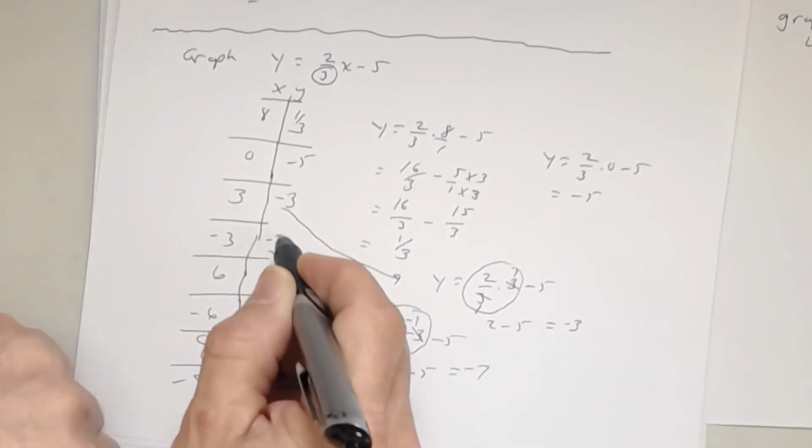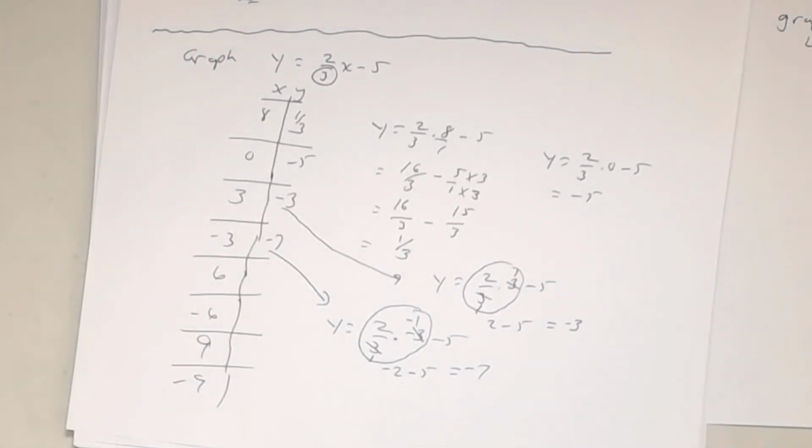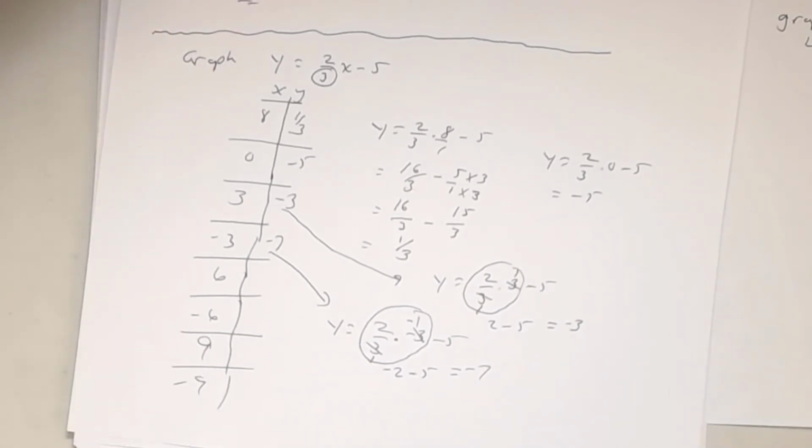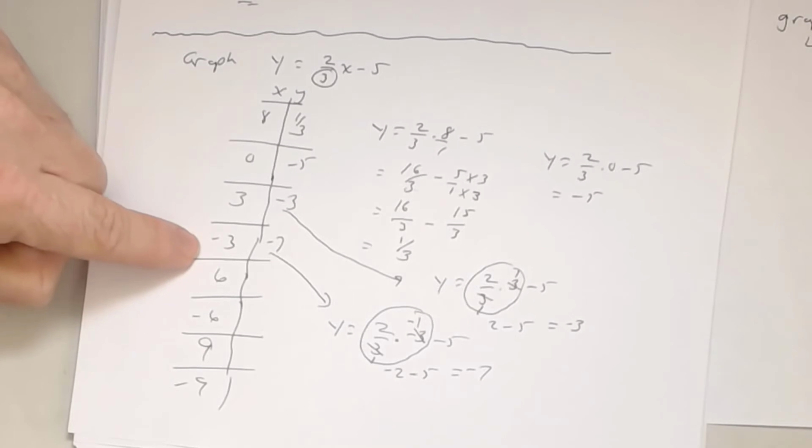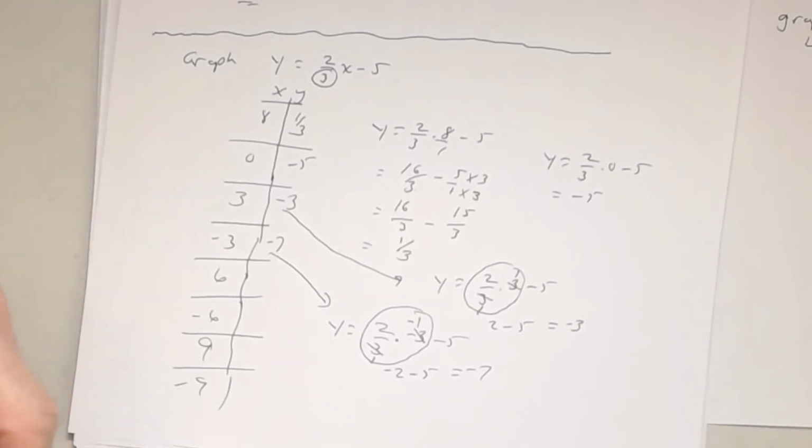-7. So remember, to graph a line, you know how many points? 2, but we're going to use how many? 3. So if the direction says make sure you use 3 points and you use 2, you're going to be upset because you won't get full credit, okay? All right, so I'm going to plot those 3 points: 0, -5; 3, -3; and -3, -7.